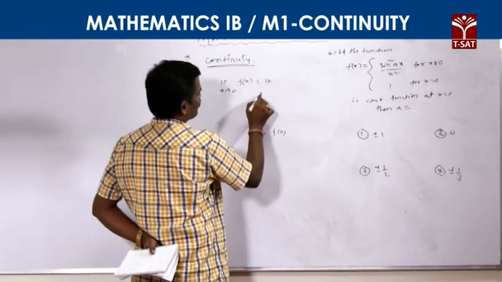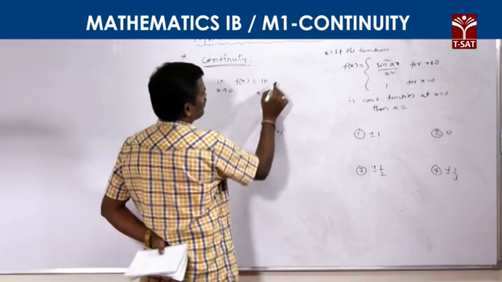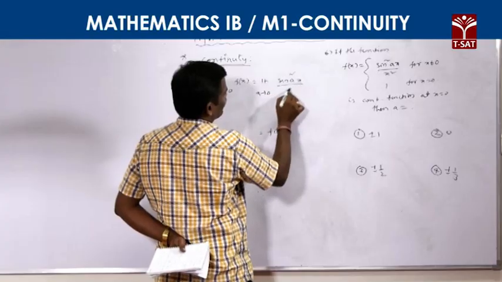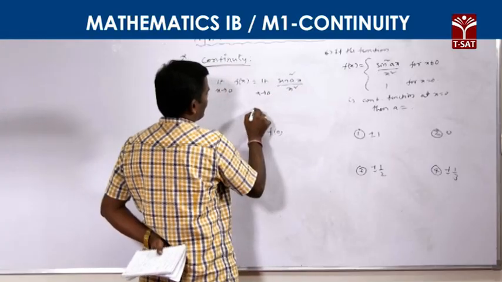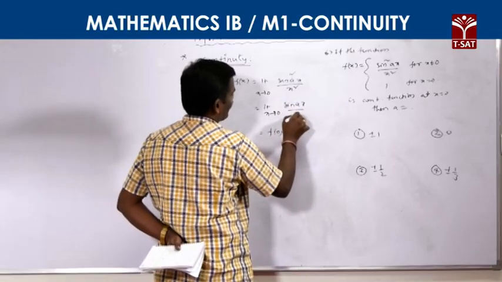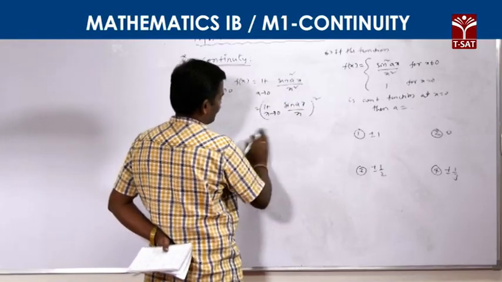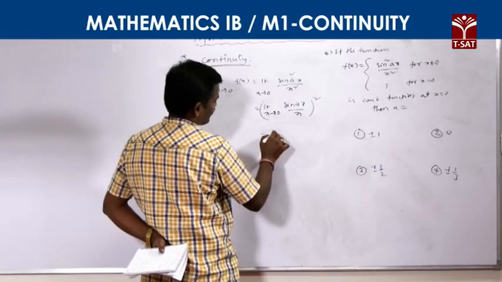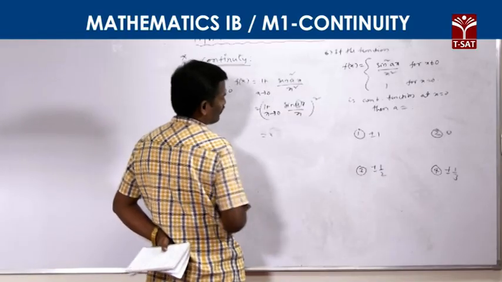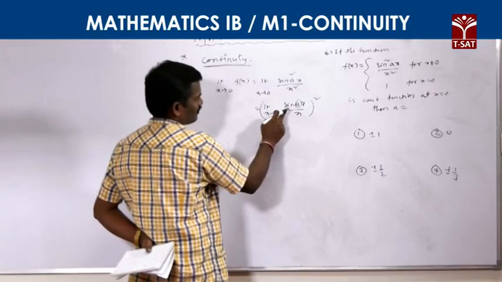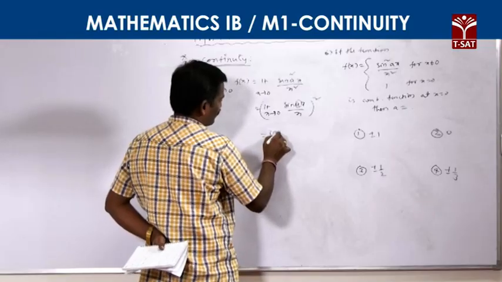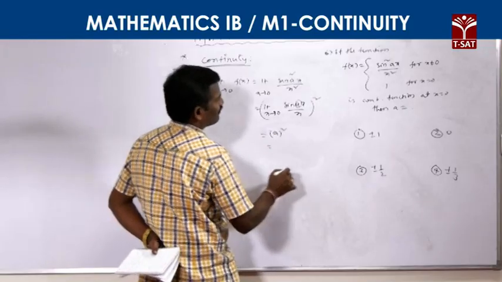So for that, limit as x tends to 0, what is the function? Sine square ax by x square. If you write it as sine ax by x whole square, it is the standard formula: limit of sine ax by x as x tends to 0 is a. So the answer is a whole square.